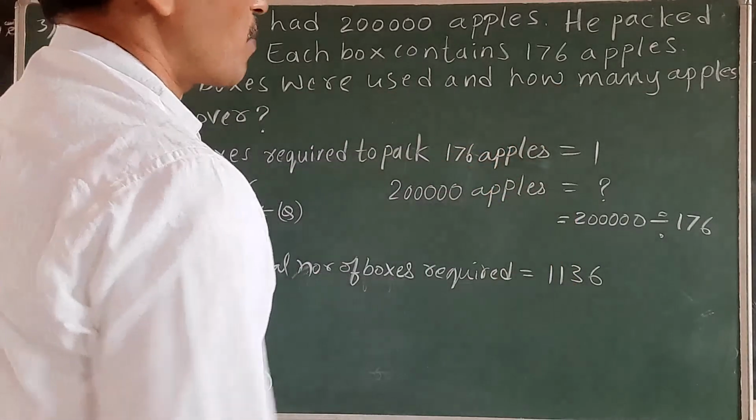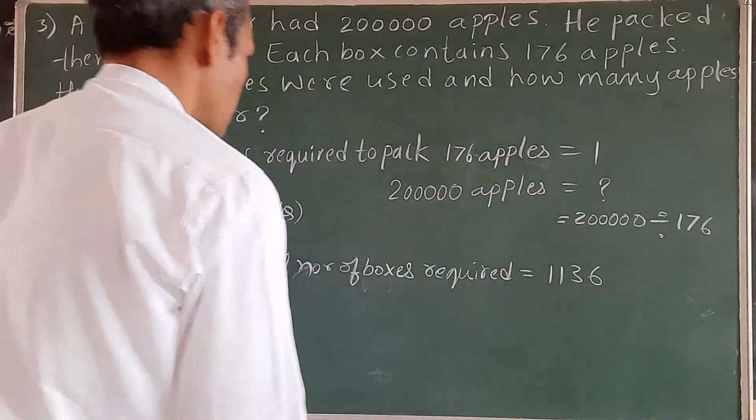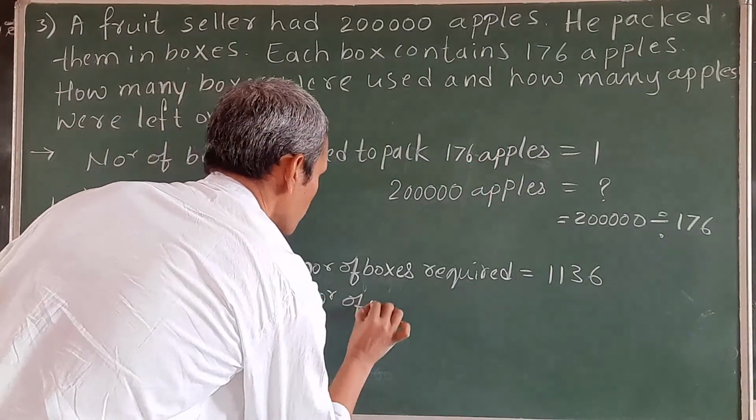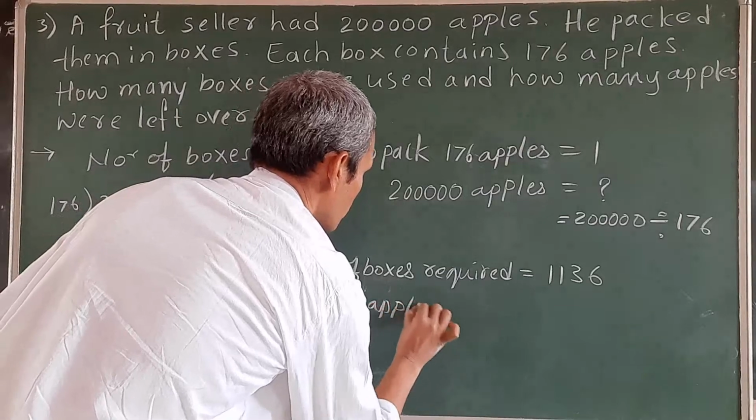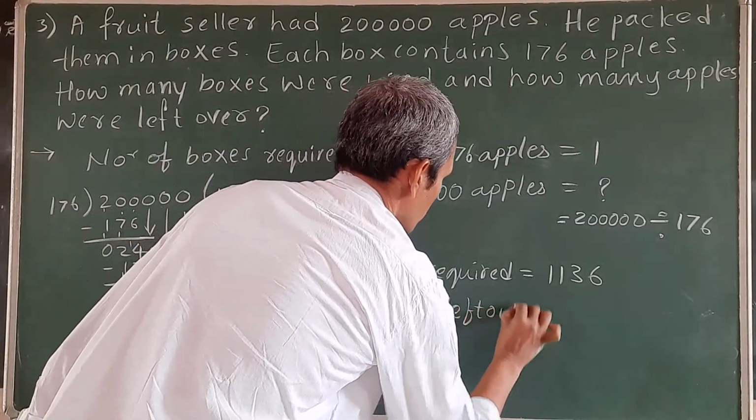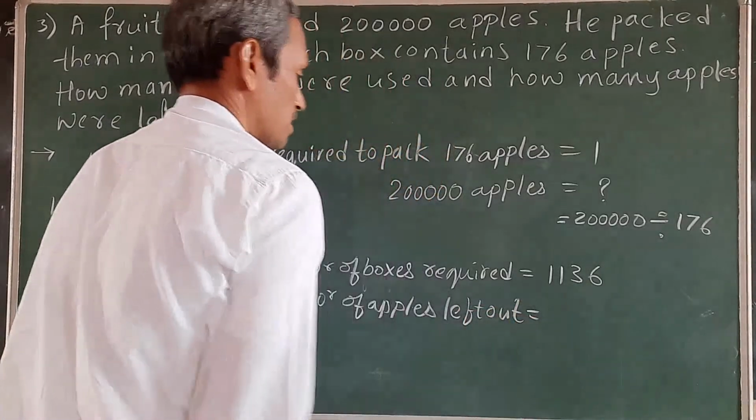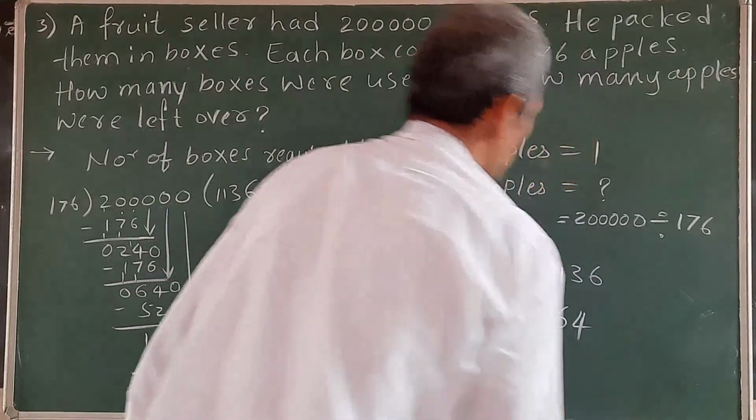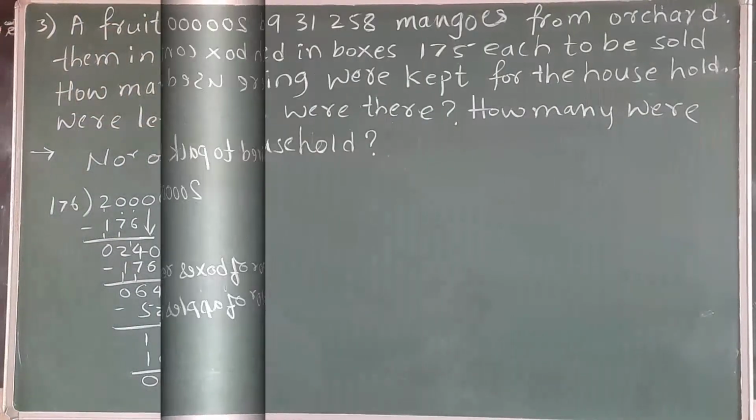And how many apples were left out? The number of apples left out unpacked, that is the remainder, that shows the remainder. 64 apples are left.